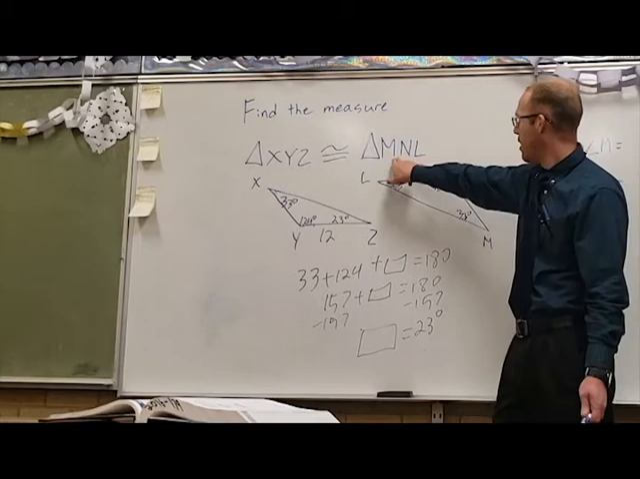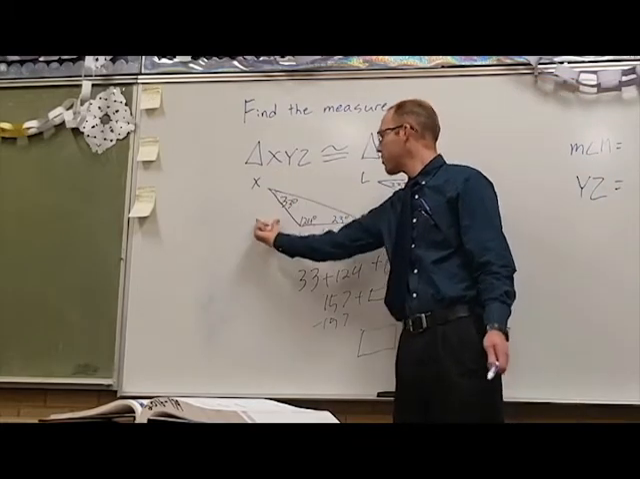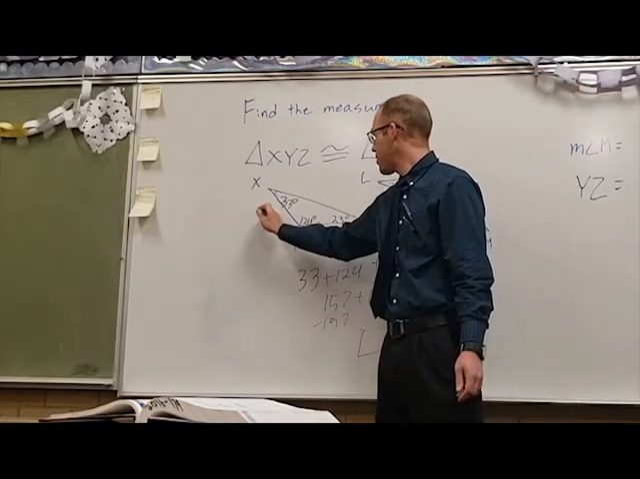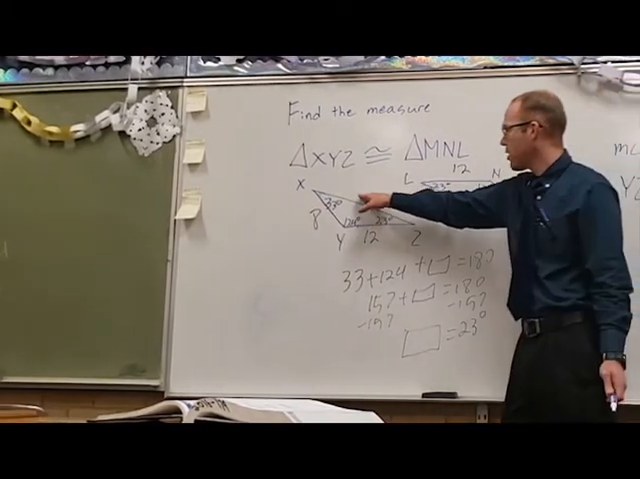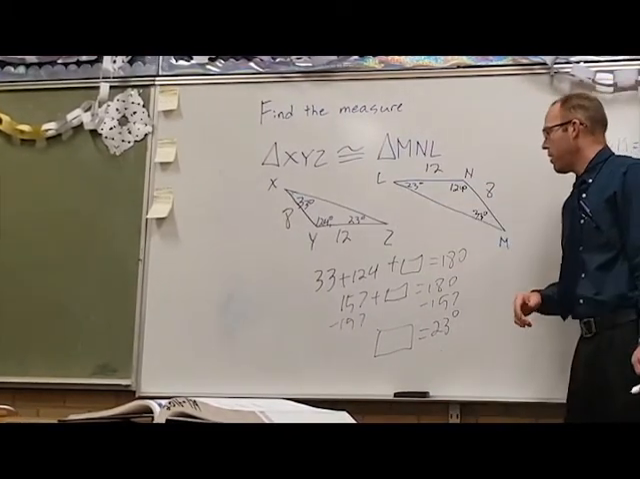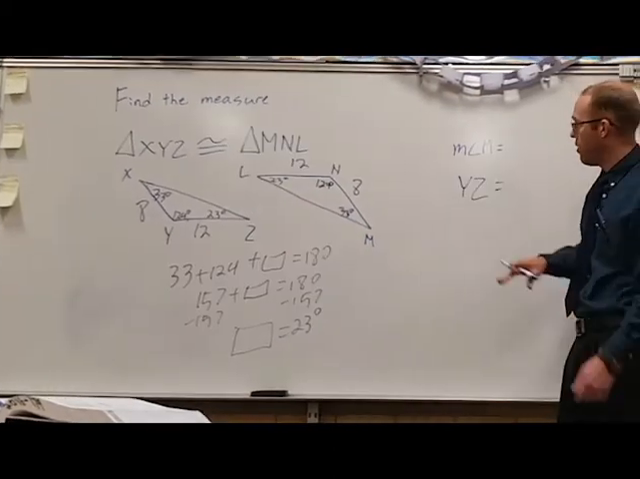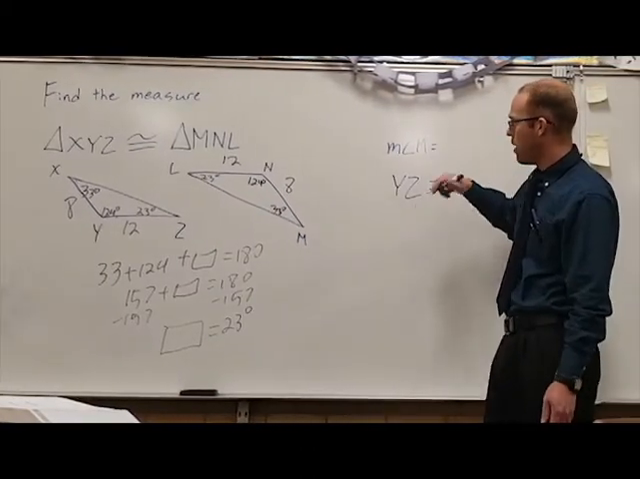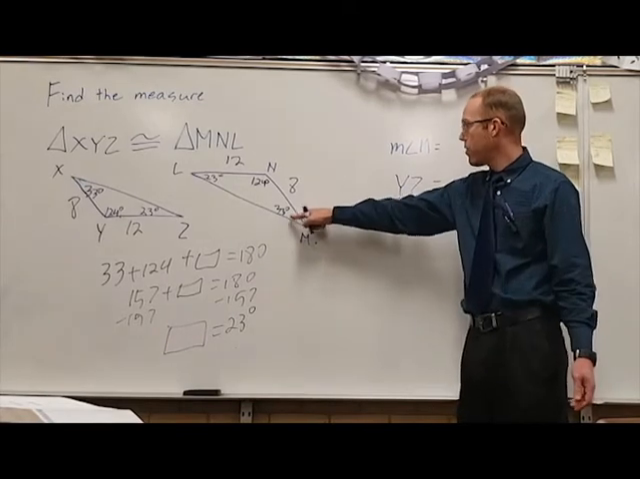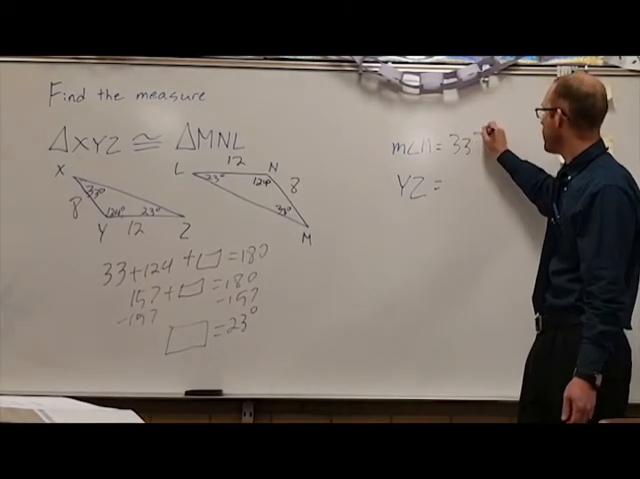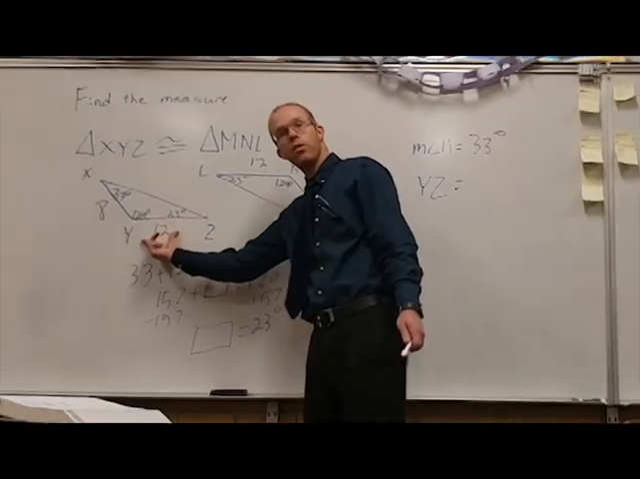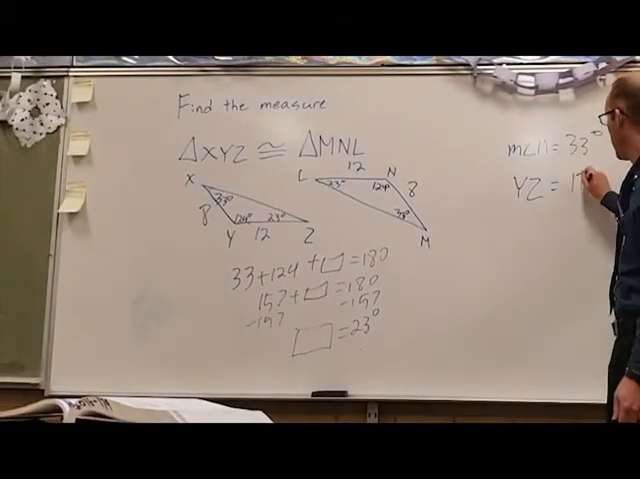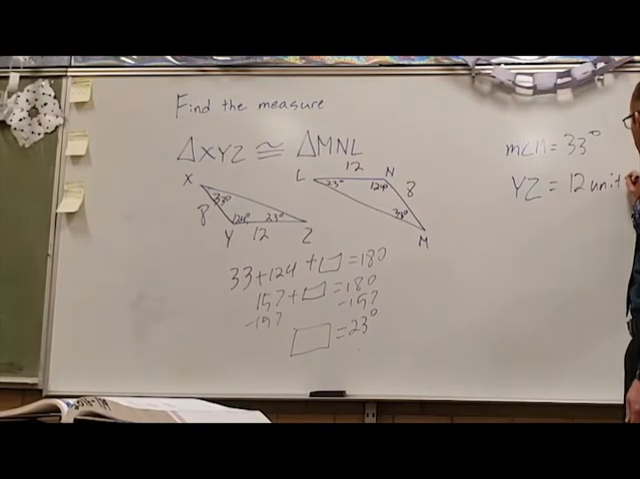NM. NM corresponds with XY. That's over here. So this has a measure of 8 units. And I do not know what the measure of this last one is. That's okay. We have the information that we need for right now. So the measure of angle M, we now just look at our diagram, is 33 degrees. The measure of YZ is given right here. It's 12 units. And we've answered both of those questions.